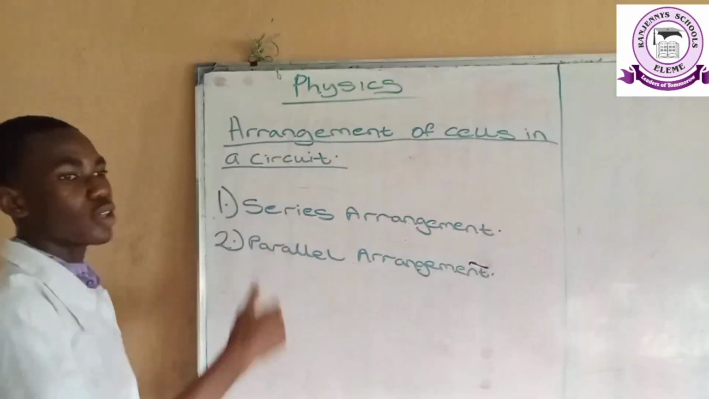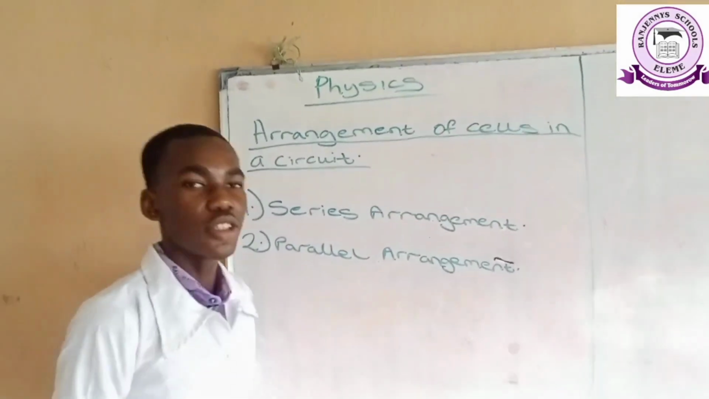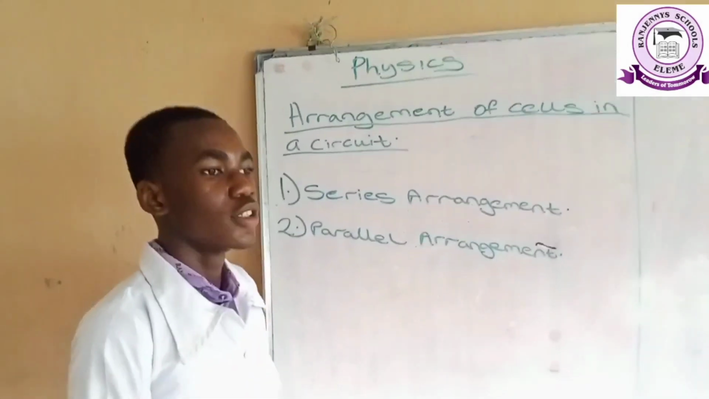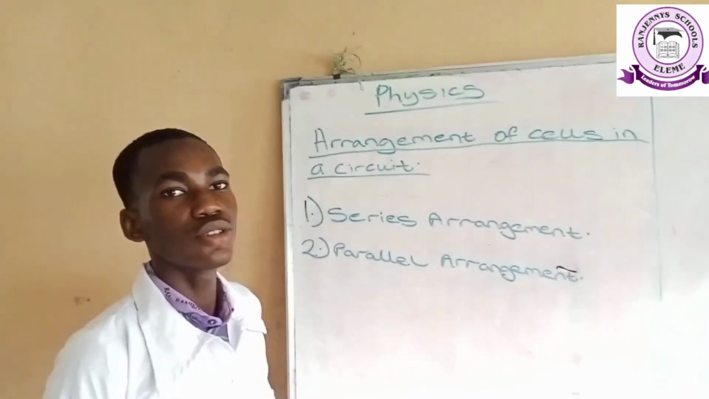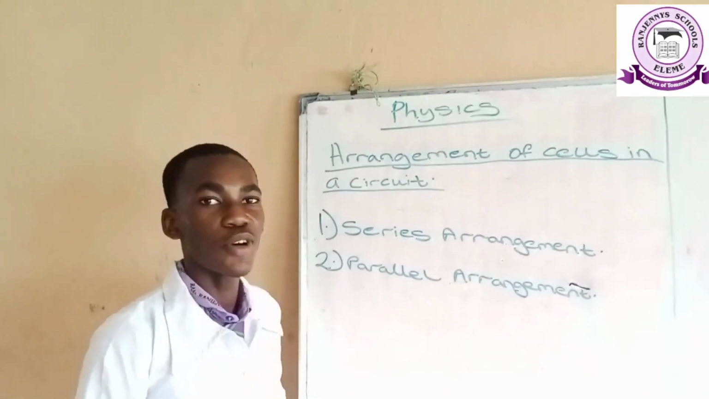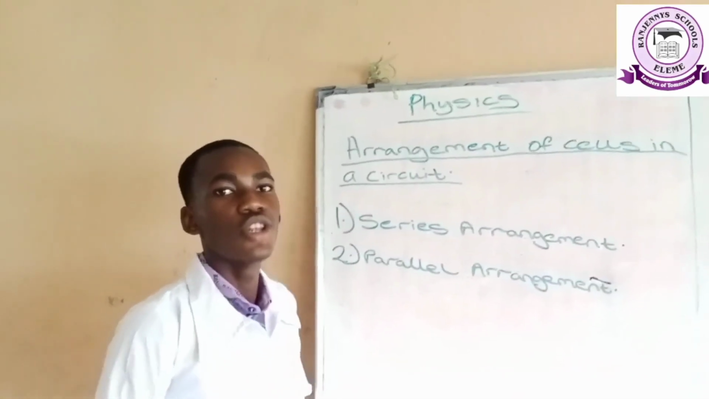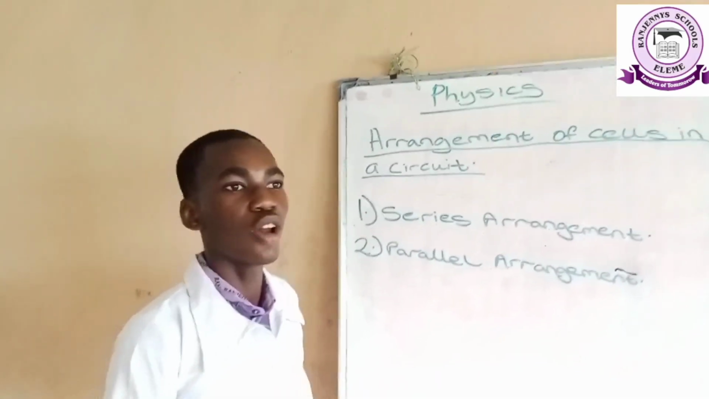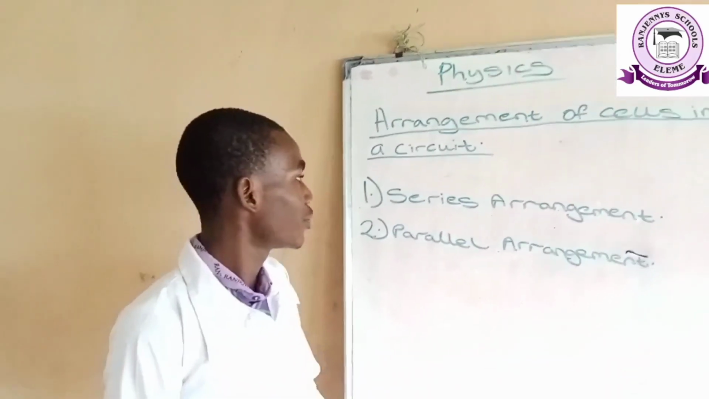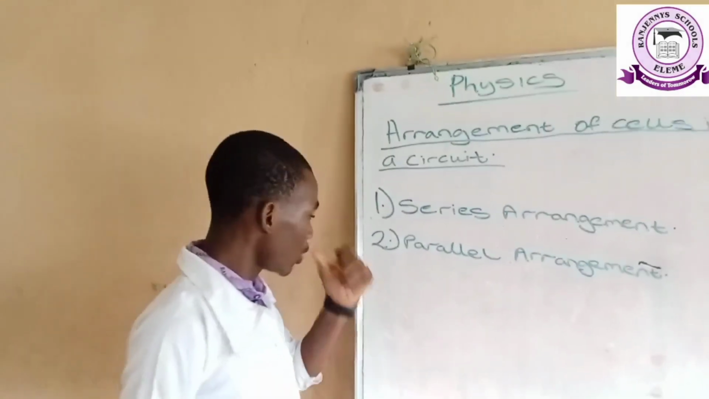So let me talk about series arrangement. In series arrangement, the cells are connected end to end. This means the positive terminal of one cell is connected to the negative terminal of the other cell directly. And a series arrangement will look like this.